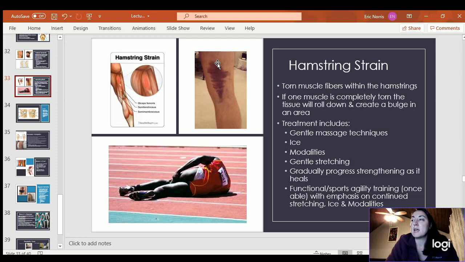And then eventually, once they are healed well enough, going back towards their functional activities, their sports drills. And throughout that, you'll still continue to stretch and ice and use your modalities to decrease the inflammation, as you're causing some flare-ups of inflammation with those activities.